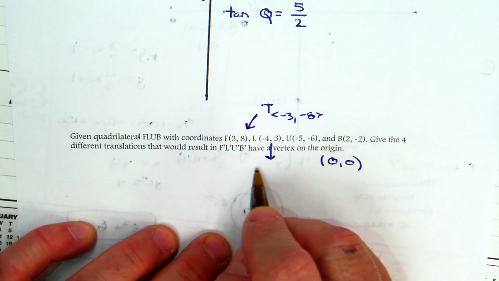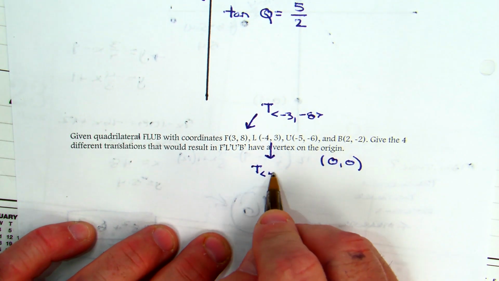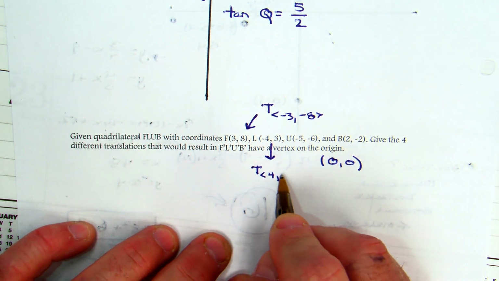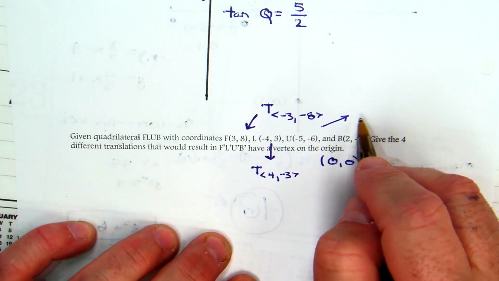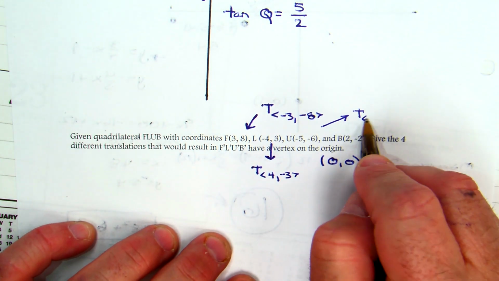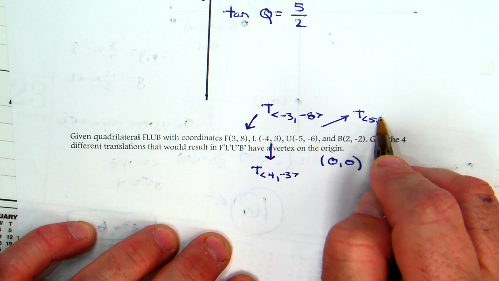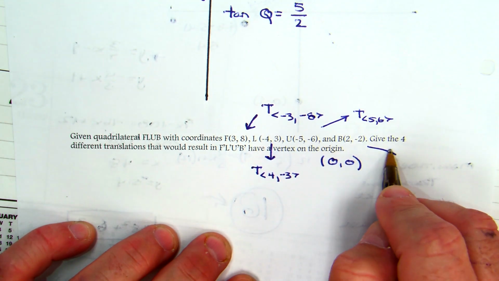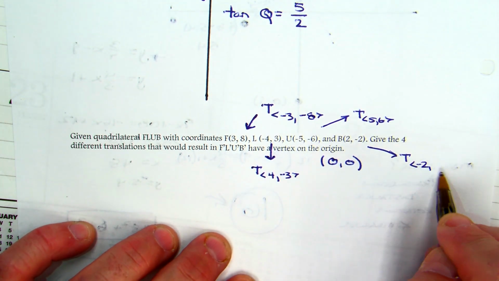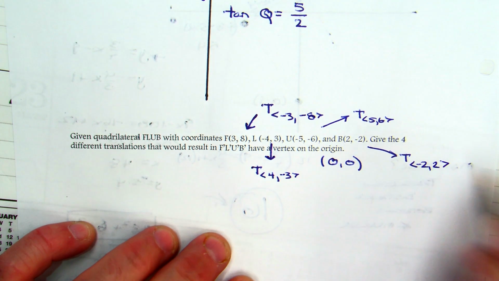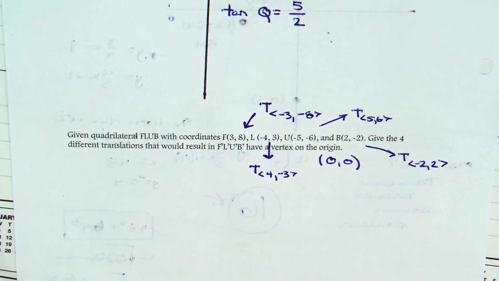L, what's the opposite of negative 4? 4. What's the opposite of positive 3? Negative 3. U, what's the opposite of negative 5? 5. What's the opposite of negative 6? 6. And then for B, what's the opposite of positive 2? Negative 2. What's the opposite of negative 2? That's all it is. So to get back to the origin, you just do a T and you do the opposite of the coordinate. All good?